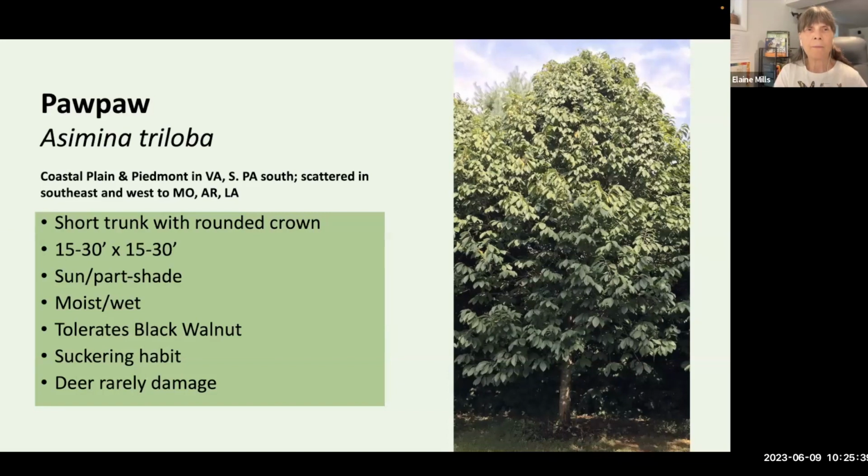So moving along, the next tree to bloom is the pawpaw, Asimina triloba. This is a short trunk tree with a rounded crown, a little bit taller, 15 to 30 feet, growing in sun to part shade. You could use this as a fruit tree, or because it likes moist to wet soil, in a rain or native plant garden.